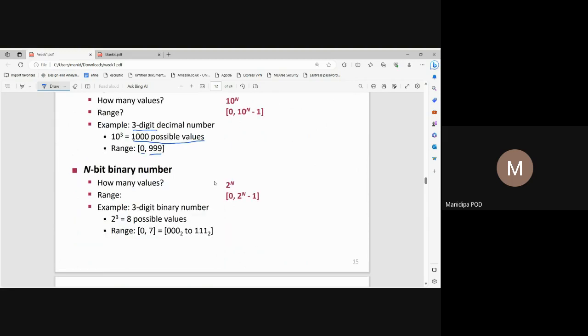So just to generalize, if I have an n-digit number, I can have 10 to the power n possible values, that is 0 to 10 to the power n minus 1. Similarly, for an n-bit binary number, say I have a 3-digit binary number, say 101. Okay, this is a 3-digit binary number. So how many such 3-digit binary numbers are possible? 2 to the power 3, that is 8. So that will range from 0 to 7, right?